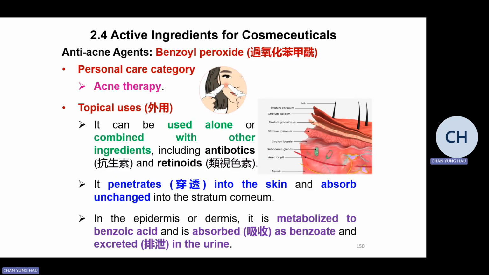Of course, it belongs to the acne therapy products. For topical use, it can be used alone or combined with other ingredients that we have discussed before, for example retinol or antibiotics, for overall treatment of acne. It can penetrate into our skin and be absorbed unchanged into our stratum corneum. In the epidermis or dermis, it will be metabolized to benzoic acid, absorbed as benzoate, and excreted in urine.